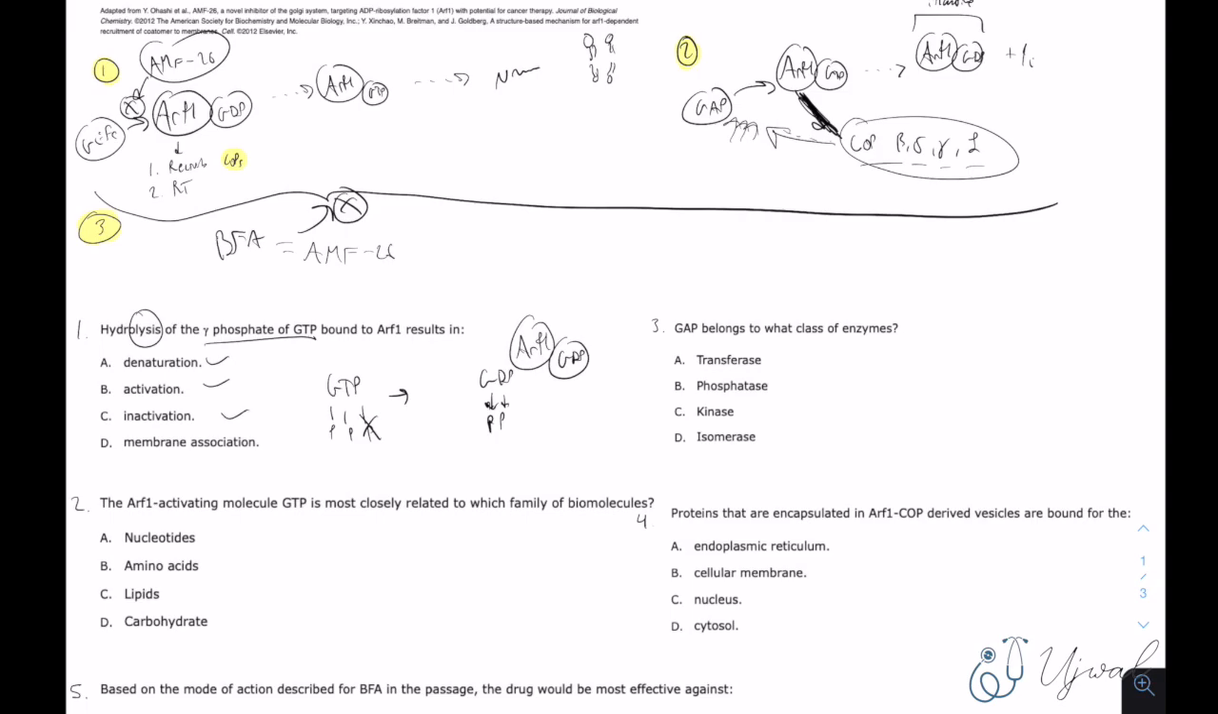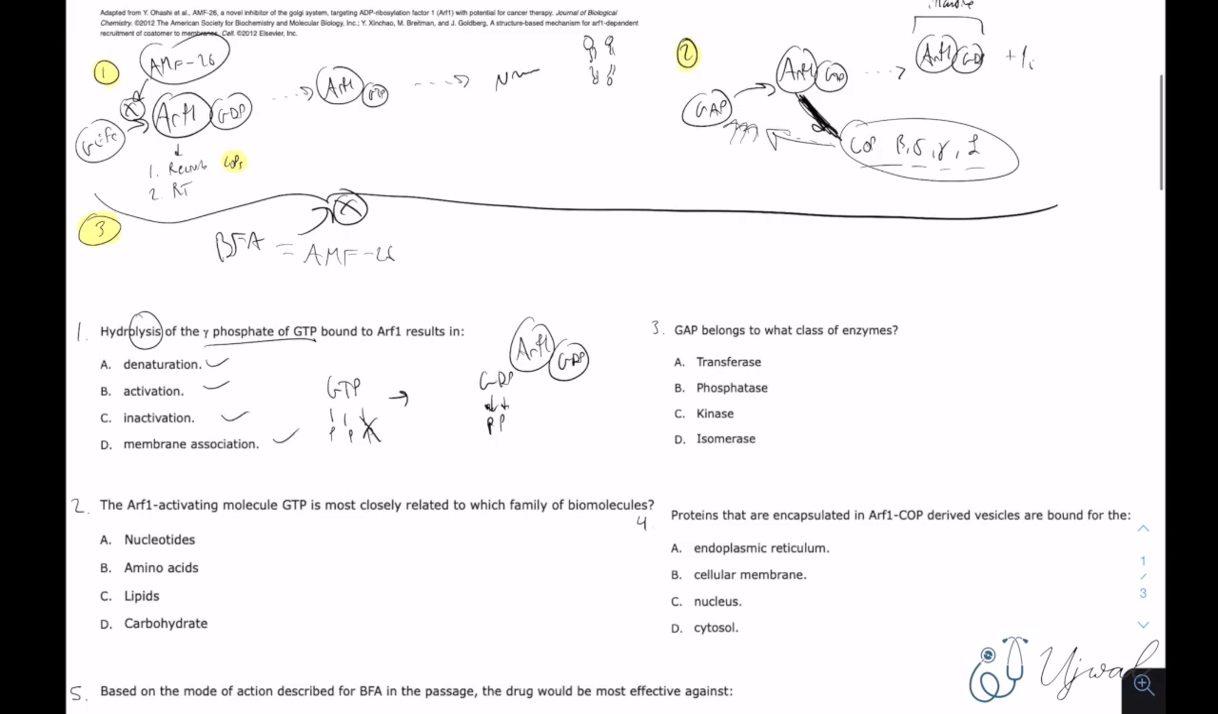Denaturation, activation, inactivation, or membrane association. Well, let's go back. And that reminds me, the word activation in answer choice C reminds me of writing inactive right here. Why did I write that? To talk about how ARF1 bound to GDP will be in its inactive form. And so here, that's exactly what we have. ARF1 bound to GDP because of the hydrolysis of this phosphate group on the GTP. And that is actually going to lead to inactivation. And so that is going to be my right answer.